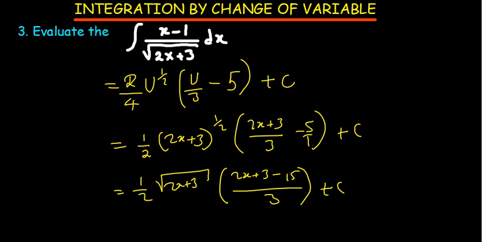And this is going to give us 1 over 2 square root of 2x plus 3, and that will be 2x plus 3 minus 15, that will be a negative 12 divided by 3, then plus a c.